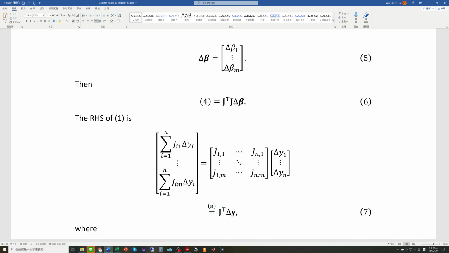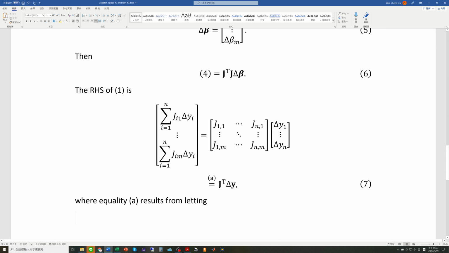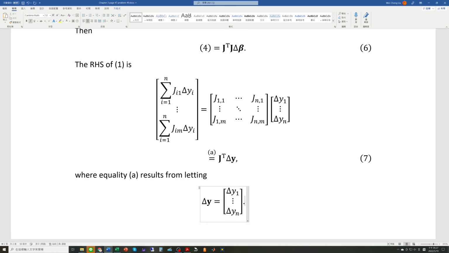Okay, where small w equality A results from letting delta y is equal to this vector. And this is equation 8.